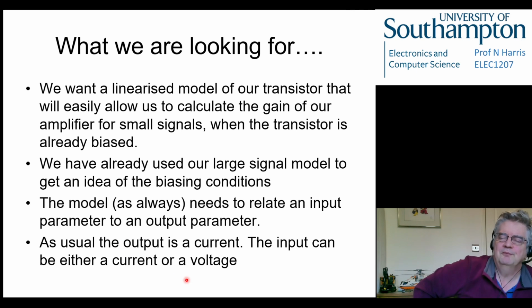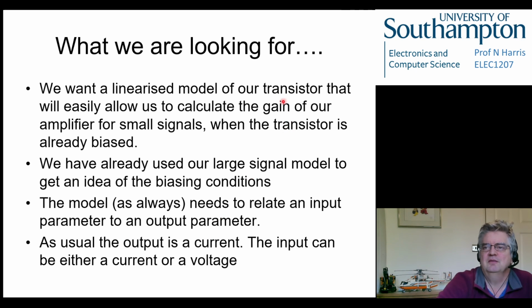So what we're looking for is a linearized model of our transistor that will easily allow us to calculate the gain of our amplifier for small signals when the transistor is already biased. What we're really saying is, what is the actual gain of our circuit, given that we know what the circuit actually looks like, but we're not actually sure about what's going on in the transistor. We've already used our large signal model to get an idea of the biasing conditions. That gives us the bias conditions at one point, and that's all we need for biasing, because that's the DC solution, it's never going to move. So we can apply our simplified large signal model to get that condition.